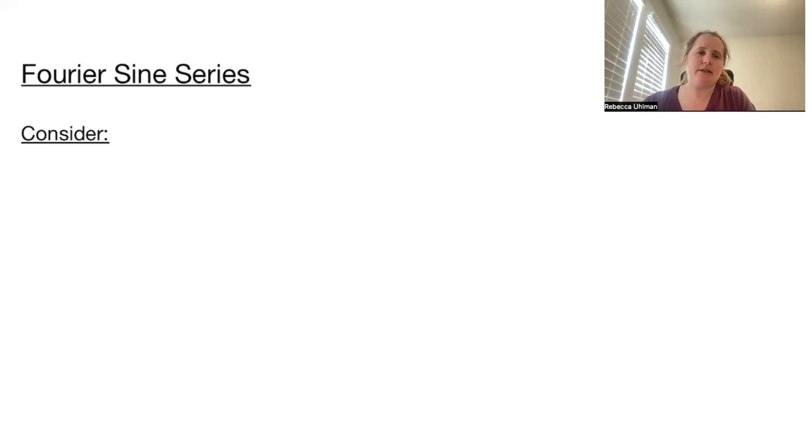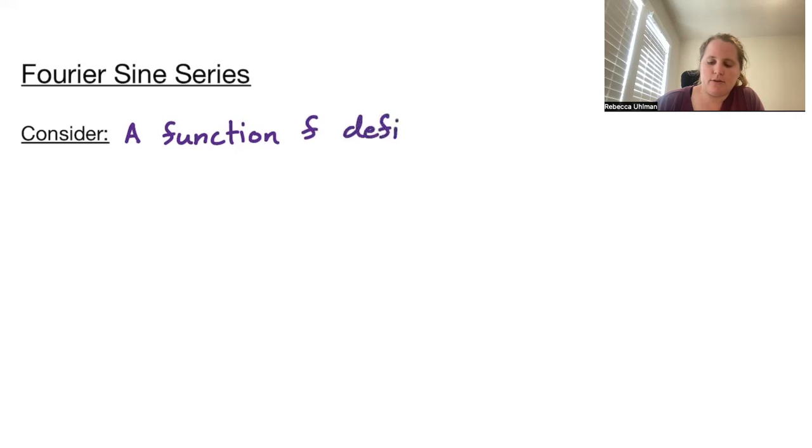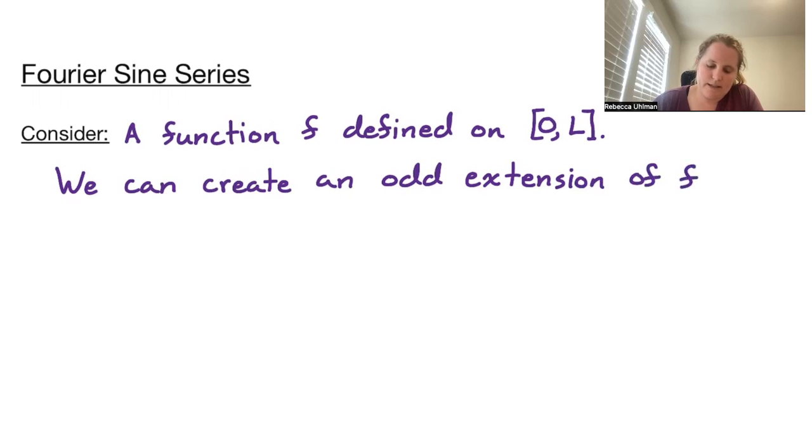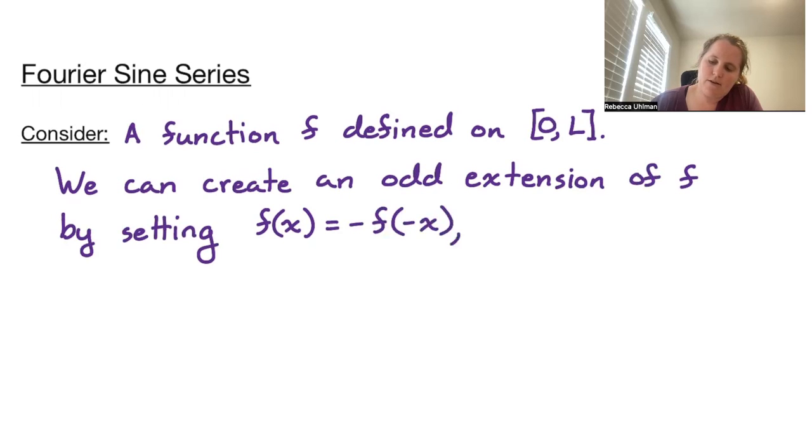Welcome to Fourier sine series. So again, let's consider a function f defined on the closed interval 0 to L. And we can create an odd extension of f by setting f of x equal to negative f of negative x for negative L less than or equal to x less than 0.